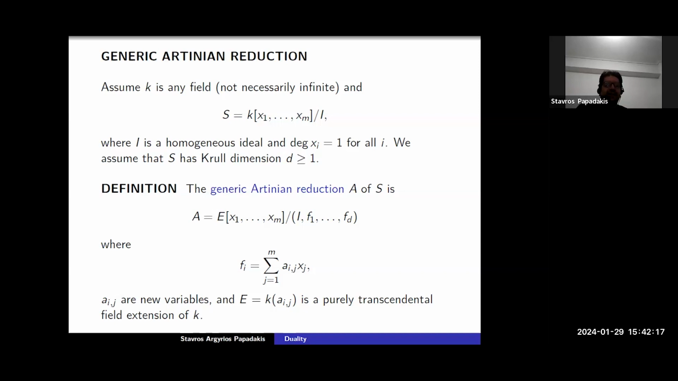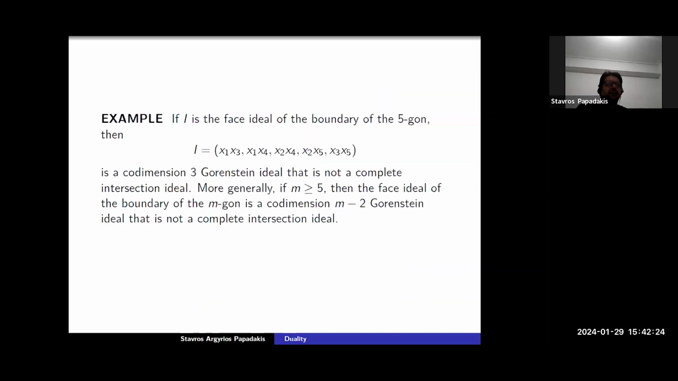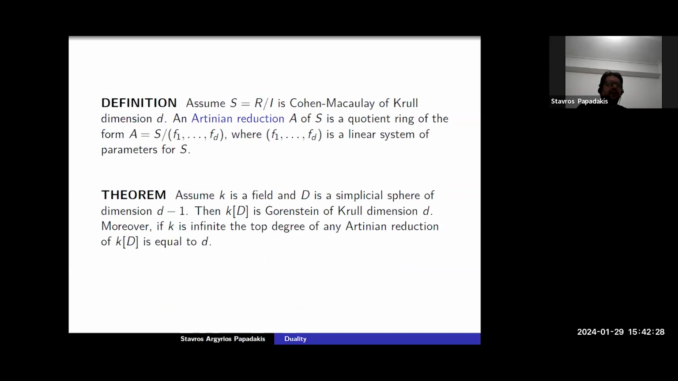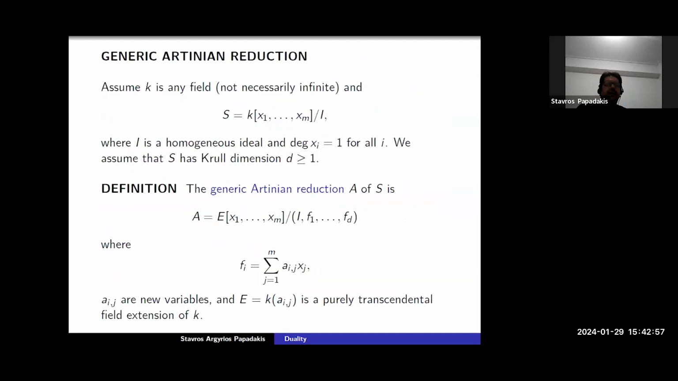What is the generic Artinian reduction? We gave the definition of Artinian reduction, but there is not a unique Artinian reduction. It depends on the linear system of parameters. One of the good points of the generic Artinian reduction is that it is a canonical construction. It doesn't depend on any choices.